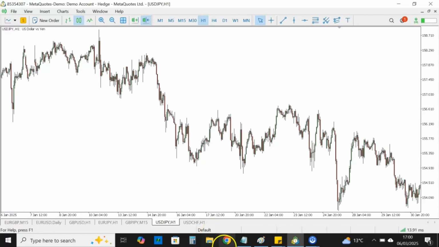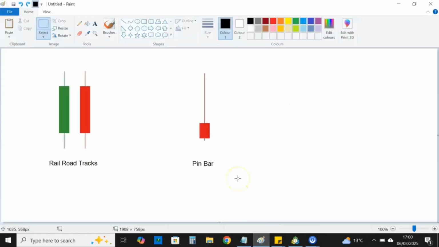The second candlestick pattern that we're going to talk about is the pin bar, which is probably the most well-known or most famous one used by traders all around the world. This is a single candlestick pattern, and it signals a potential reversal in the market. It has a small body and a long wick. Ideally, the wick should be twice the length of the body, but it's not a hard and fast rule.